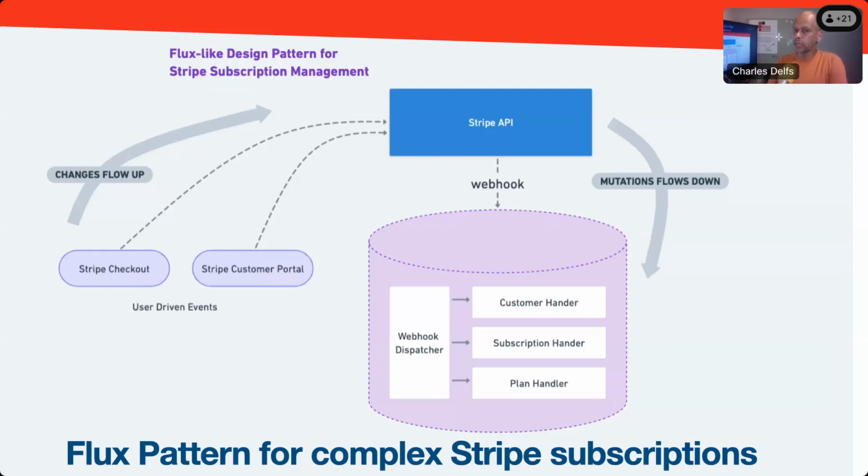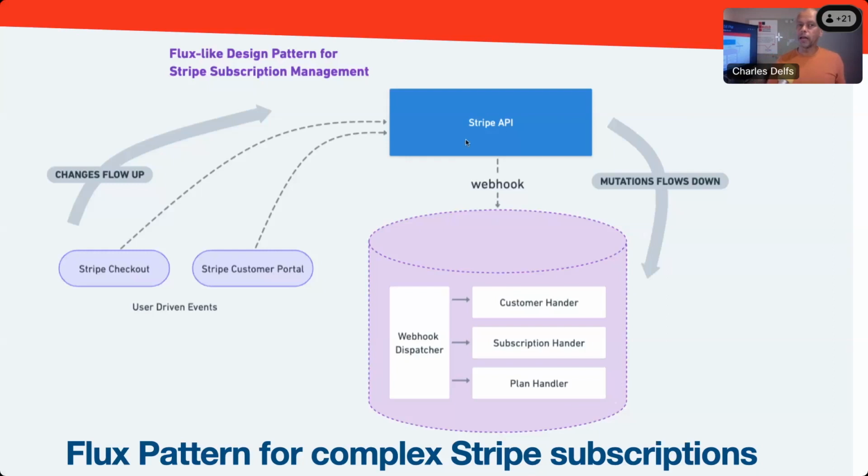It's a little different than Facebook's implementation, but it's the same concepts. And basically it means the changes go in one direction up to the top to a controller, if you will. In this case, the controller is Stripe. And then Stripe calls back to your database with a webhook. And that webhook, this is kind of an intermediate level here, hits some kind of dispatching script, and you have a handler for subscriptions and a handler for plans and a handler for customers.